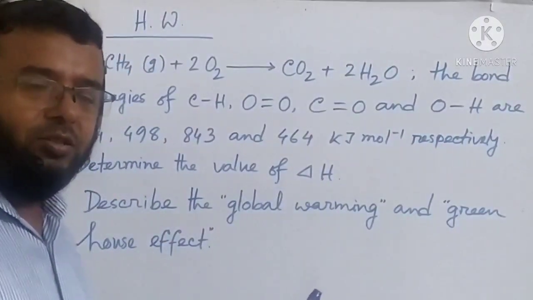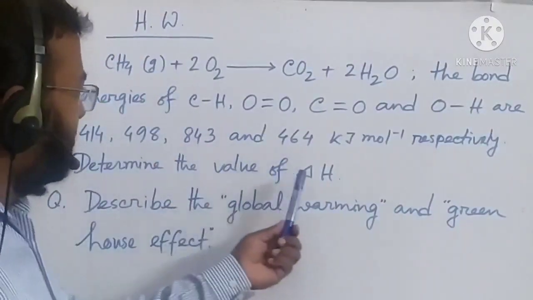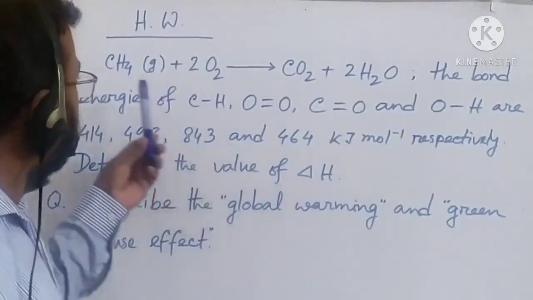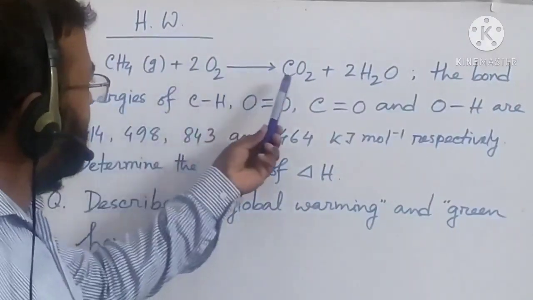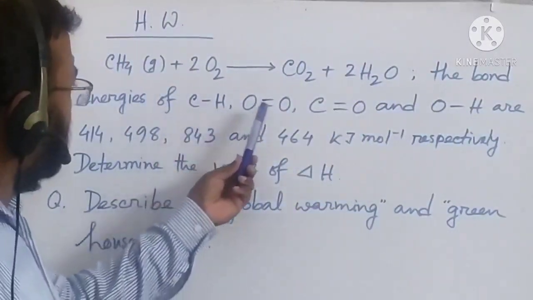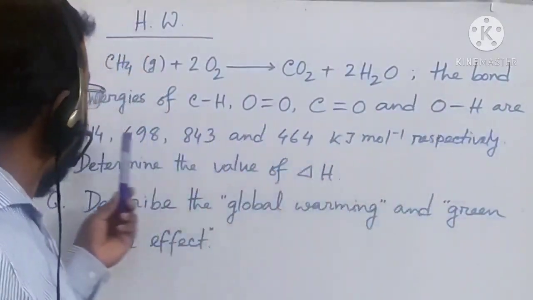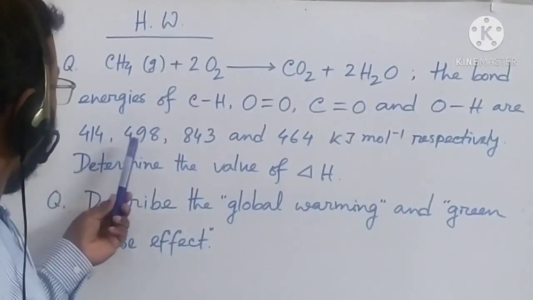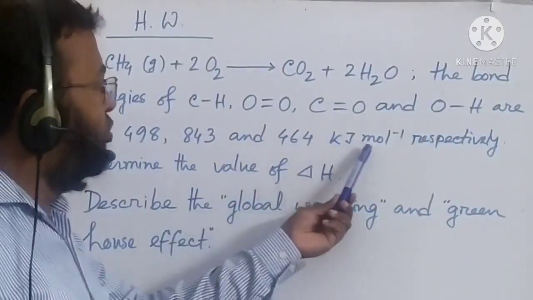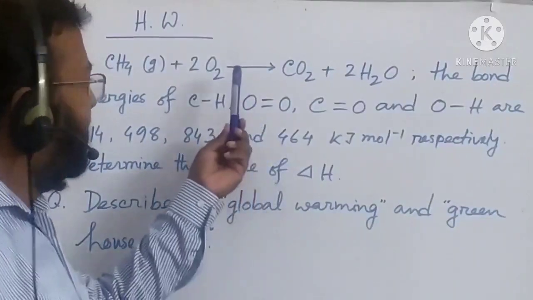Okay, dear students, now I am giving homework. All of you see that I have given a mathematical problem of chapter 8. You have to find out the value of del H. That means a reaction is given: methane plus oxygen gives carbon dioxide plus water. The bond energies of carbon-hydrogen, oxygen double bond oxygen, carbon double bond oxygen and oxygen-hydrogen bond are 414, 498, 843 and 664 kilojoule per mole respectively. So you determine the value of del H of the reaction.